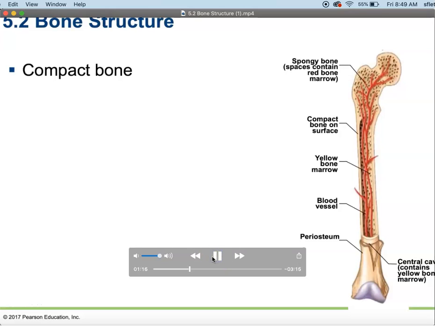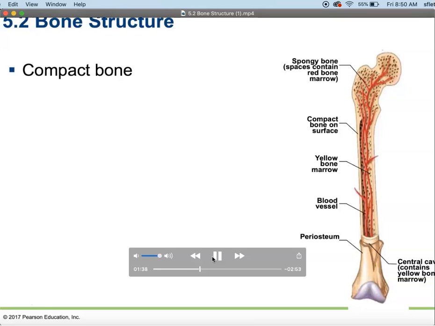So we're going to talk a little bit about different types of bone when we're discussing bone structure. We're going to start off with certain regions of the bone, starting with compact bone. The human body has 206 bones that vary in shape and size. Most bones consist of both compact and spongy bone in proportions depending on the bone's size and shape.